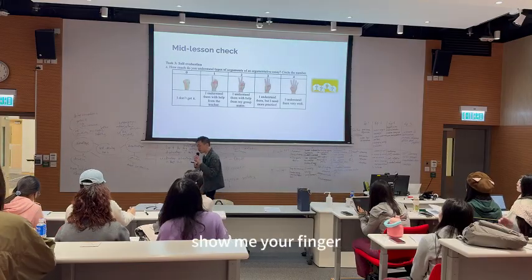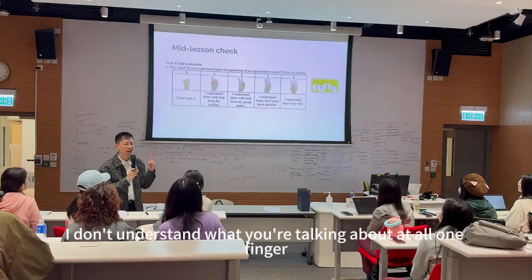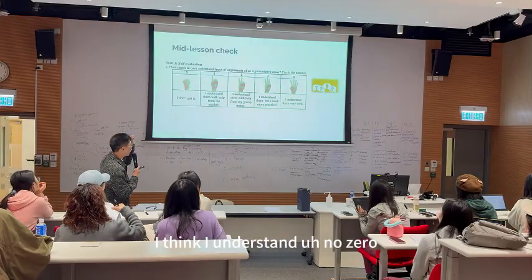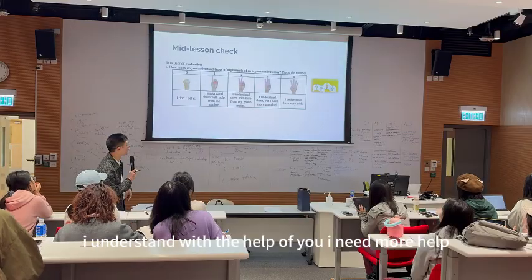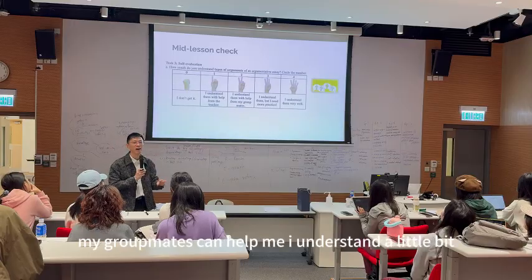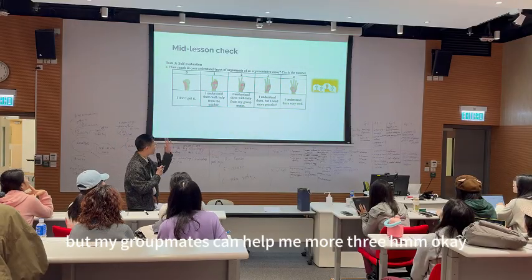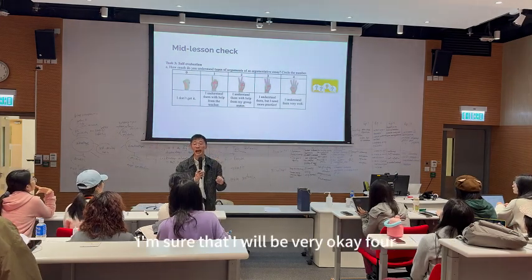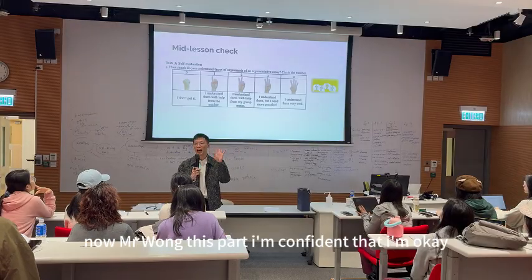Can you show me your finger? One finger: Mr. Wong, I don't understand what you're talking about at all. Two fingers: oh, I think I understand. No, zero: I don't understand at all. One: I understand with the help of you. I need more help. Please give me more help in the next part. Two: my groupmates can help me. I understand a little bit, but my groupmates can help me more. Three: okay. If I have more practice, I'm sure that I will be very okay. Four: now, Mr. Wong, this part, I'm confident that I'm okay.